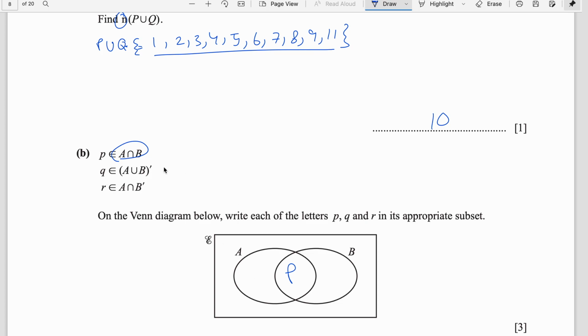You combine both of them and then complement. So it is not in A union B both. So Q is outside these sets. R belongs to A intersection B complement. This is the space.